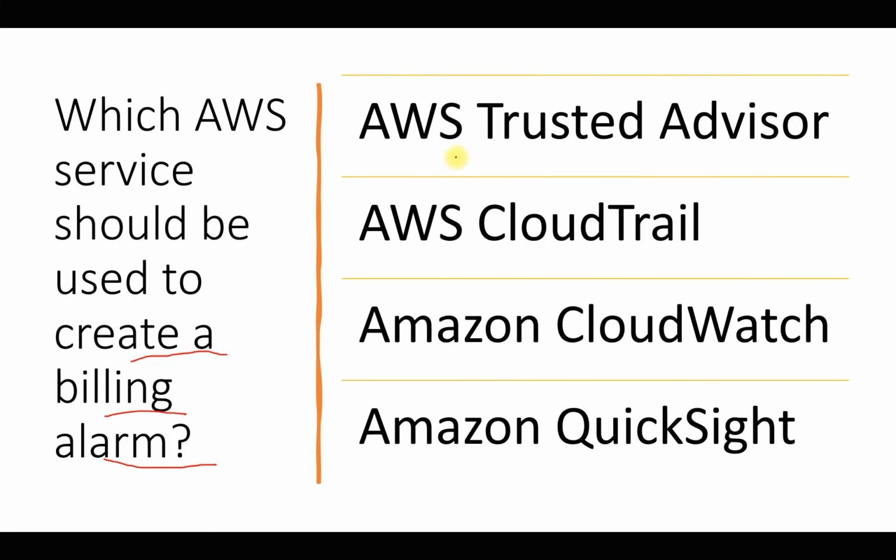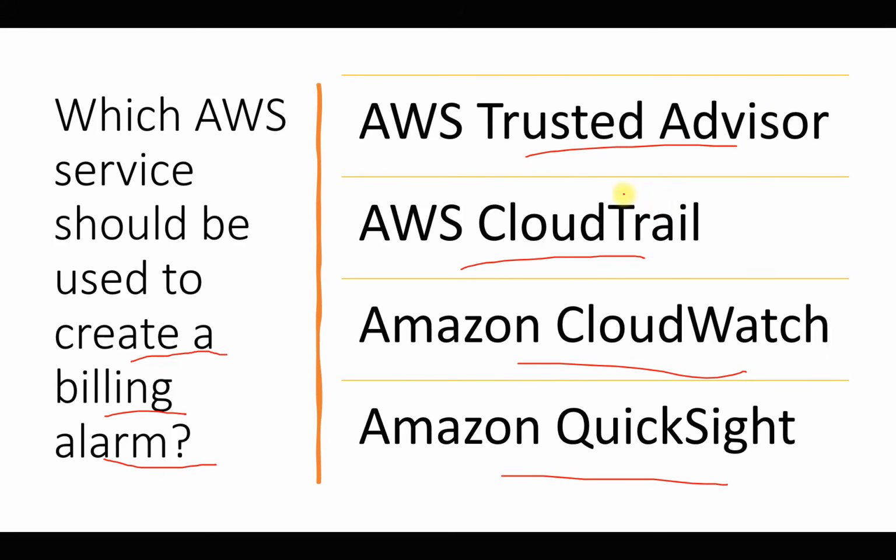So let's understand the options we have: AWS Trusted Advisor, AWS CloudTrail, Amazon CloudWatch, and Amazon QuickSight. If we talk about AWS Trusted Advisor, it's an online tool that provides us real-time guidance on how we can provision our resources following the best practices provided by AWS. So it's an advisor service.